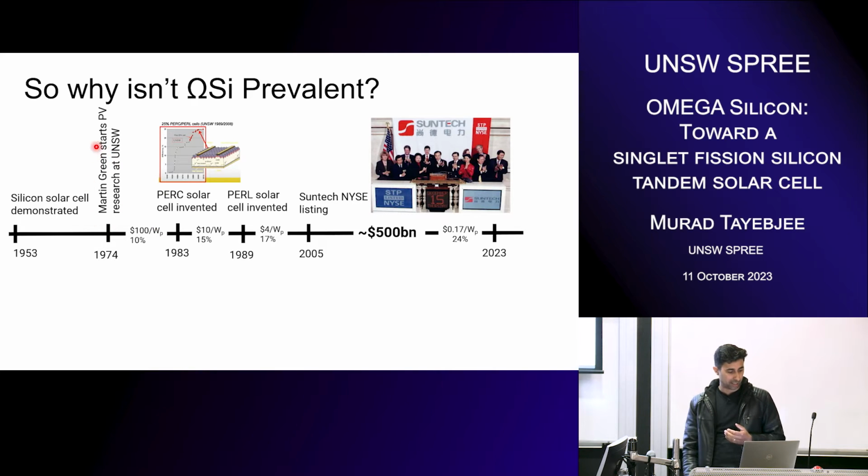Some people might recognize this name. Of course, Martin Green started his team in 1974. Out of that spun over 90% of current silicon photovoltaic technology, from 1983 to 1989. And then we have some very large companies starting up in the early 2000s, gearing up to produce these sorts of modules to get to the ridiculously low prices that we have now. That's a 70-year time window, and it's something that we need to be aware of.